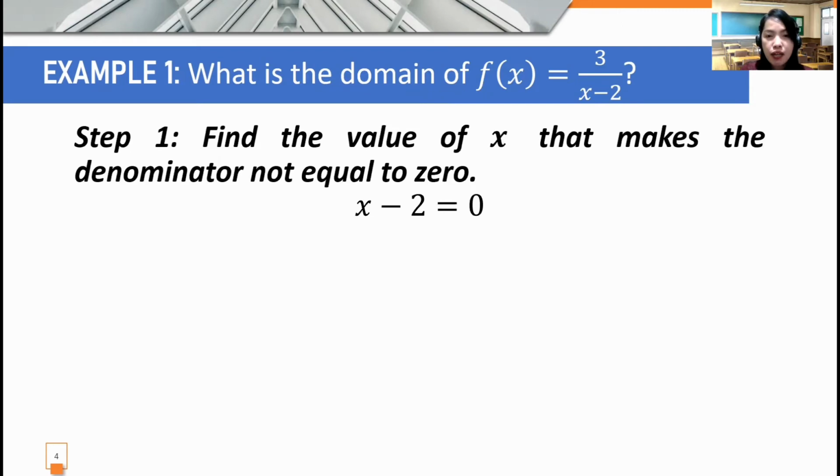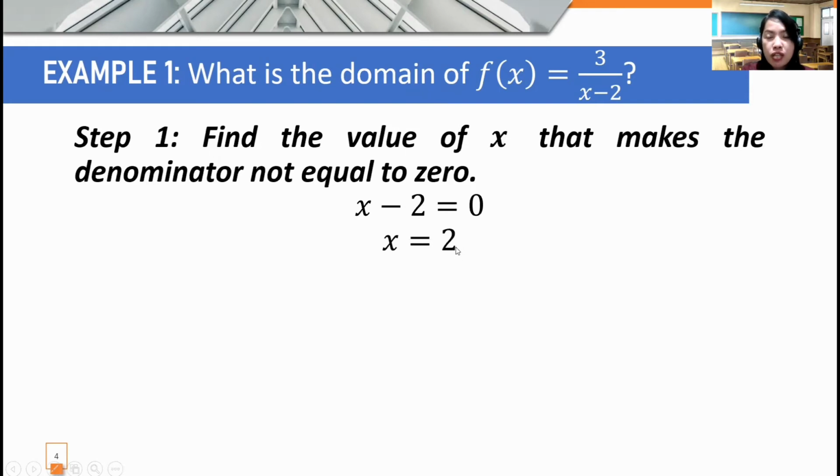That is x minus 2 equals 0. In here, we have to get the value of x, that is 2. In step number 1, we can now conclude that the domain of the given function are the set of all real numbers except positive 2.